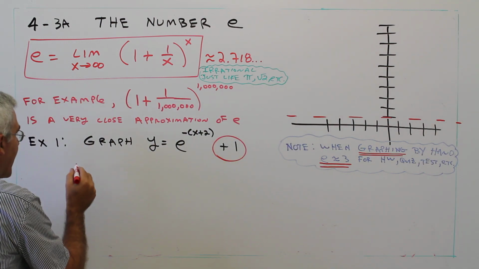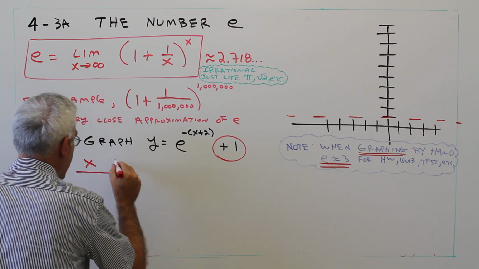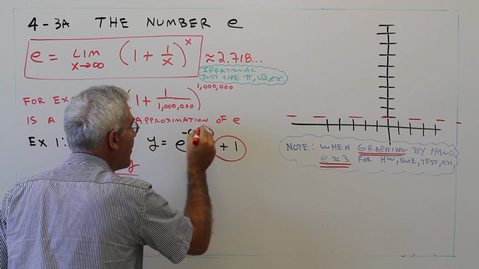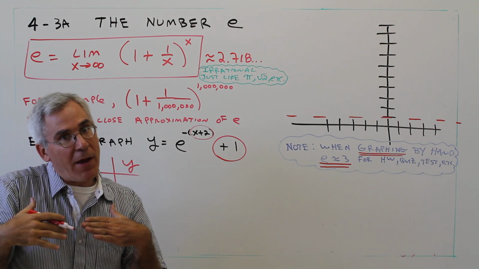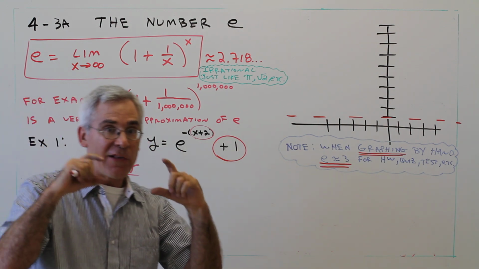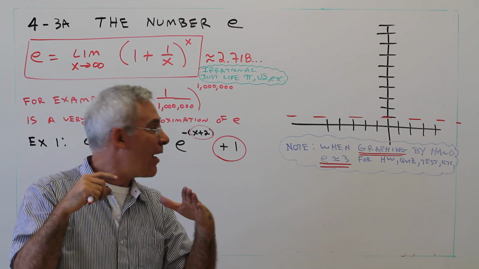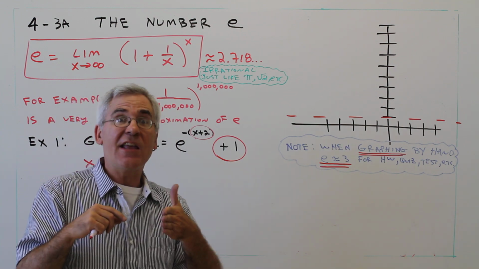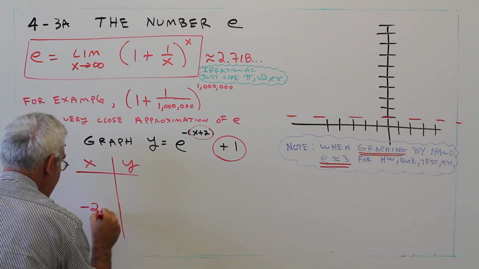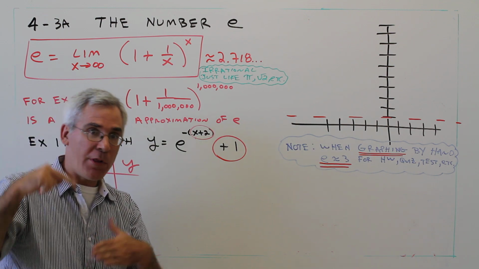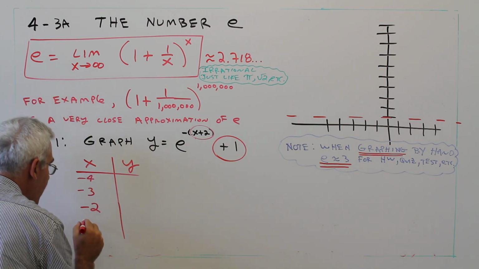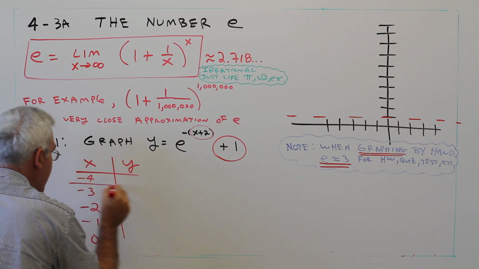What I'm going to do now is make a table of values, x and y, and I'm going to find the center point of my x values based on what's in the parentheses. Since I've got x plus 2, I'm going to use the opposite. x equals negative 2 is going to be my center point. So I'll put a negative 2 here, and then typically I go 2 points below and 2 points above. So we'll go negative 3, negative 4, negative 1, and 0.